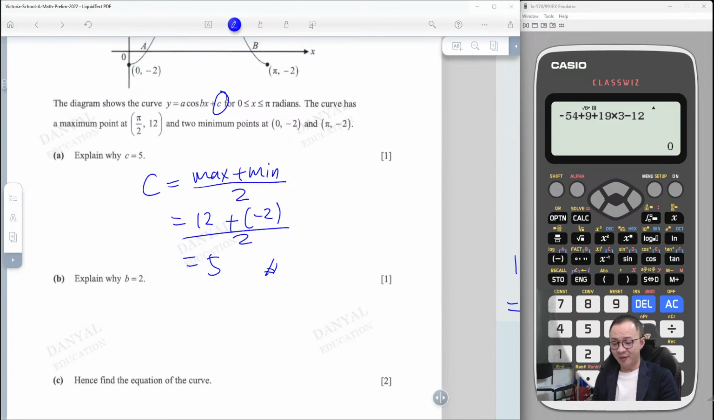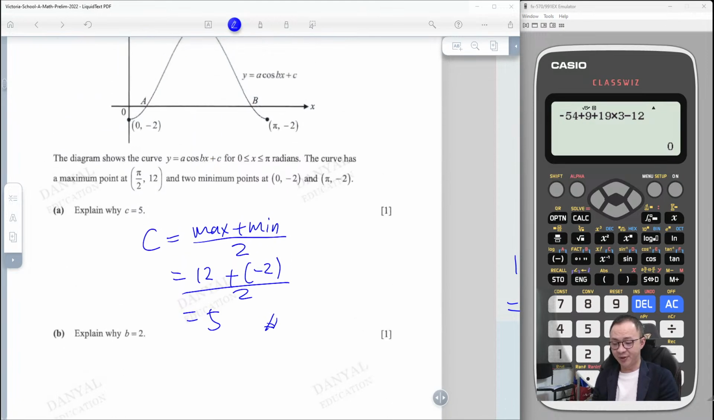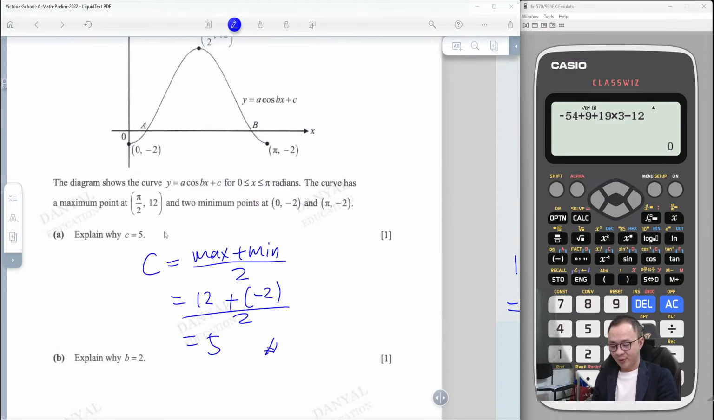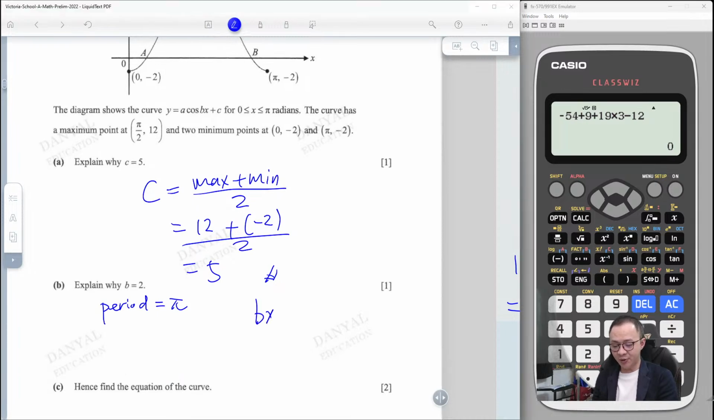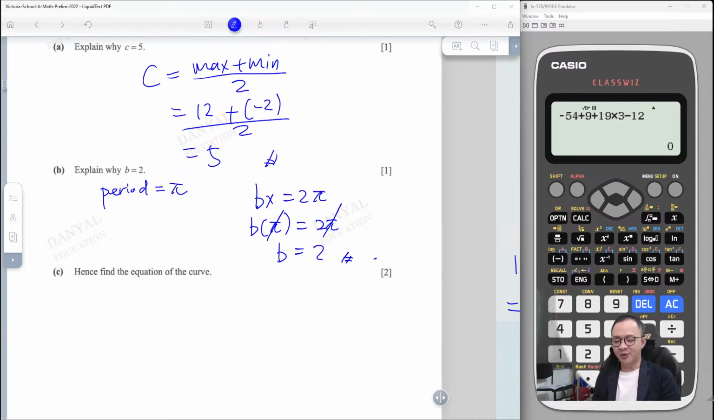Then B is what? B will be the period. So I will say the period in this case is equal to pi. For cos, bx is always equal to 2 pi. So I got the period is pi. I will just substitute into the x here, so b equals 2. Done. Hence, find the equation of the curve.